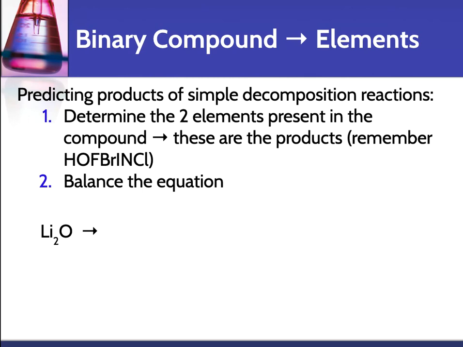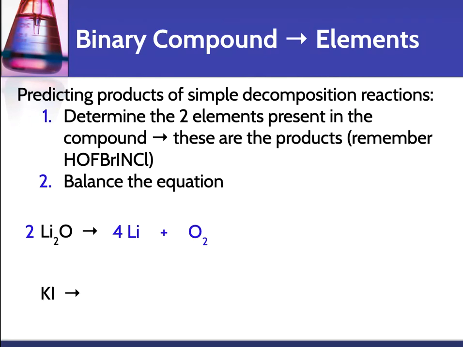So let's look at an example. Lithium oxide is going to break down into its elements lithium and oxygen. So lithium is monoatomic, and oxygen is a Hofbrinkel element, so it has a subscript of 2. Okay, then we need to balance, so we need 2 oxygens on the reactant side, and then 4 lithium on the product side.